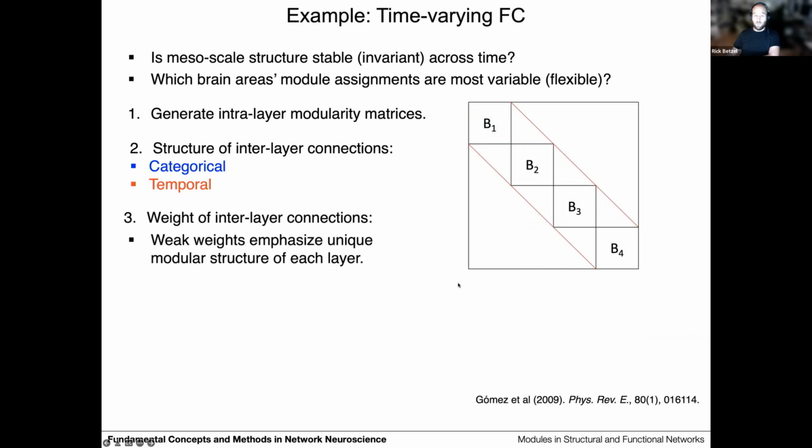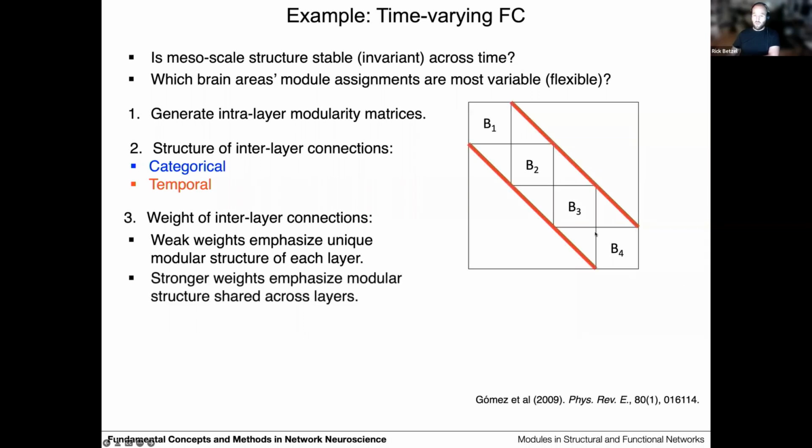If we make them very, very weak, and we cluster this matrix, then the different layers are not particularly dependent upon one another. So the communities that we will detect will emphasize the unique modular structure of each layer. On the other hand, if we make the interlayer links very, very strong, the modules that we will detect will characterize the shared structure across layers, the shared communities.